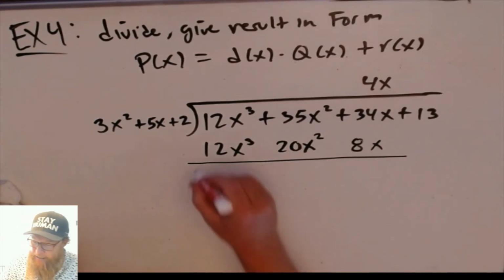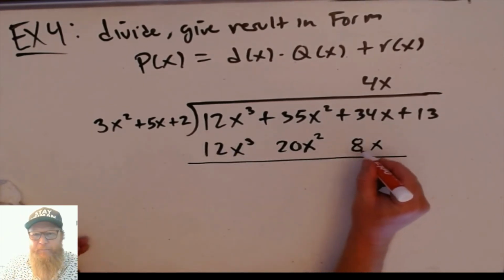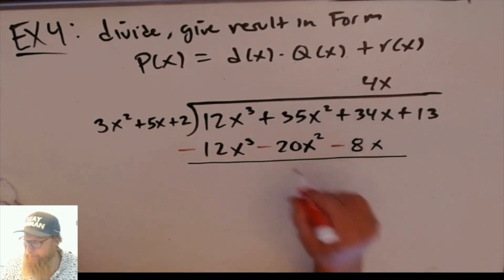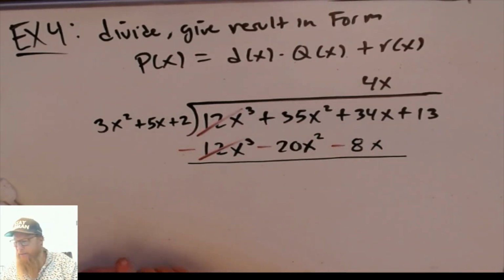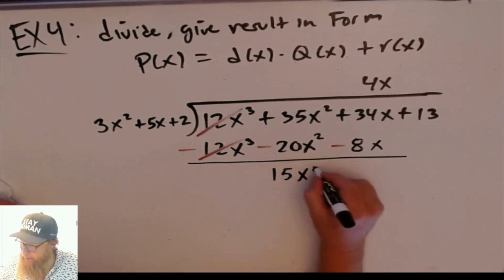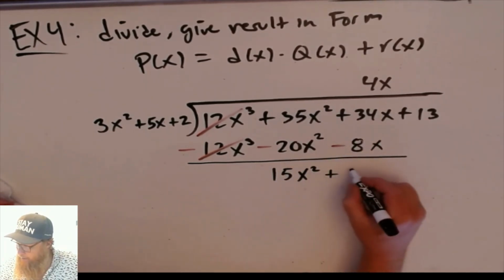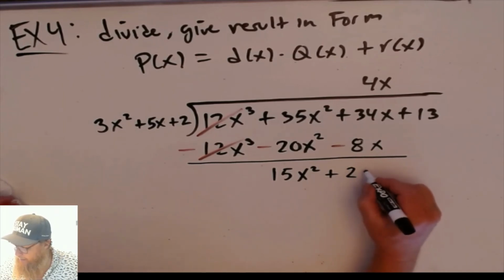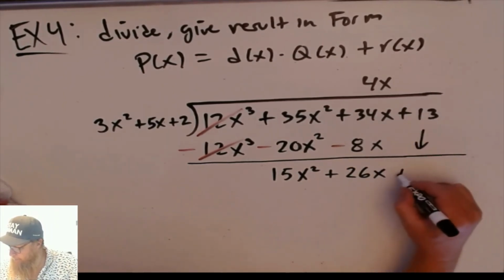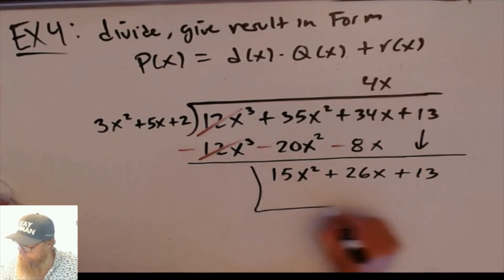Change the signs. So those are all positive. If you don't put a sign, it's positive. So now I'm changing them negative. Killing the leader. Can't add these up. 15x squared plus 26x. And then plus 13. And repeat.